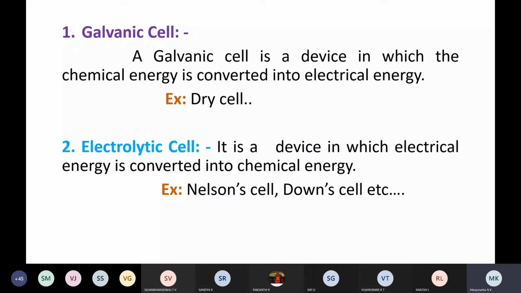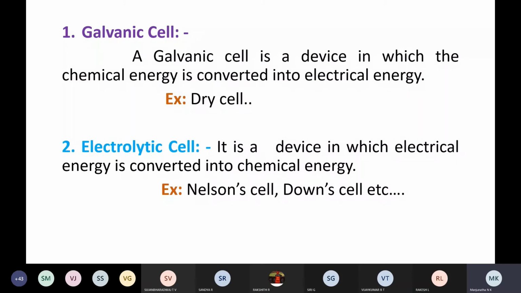Or you can take another example of a galvanic cell, that is the discharging process of a battery. During the discharging process of a battery, what happens? The chemical energy stored inside the battery is converted into electrical energy. So these are some examples of galvanic cells. Devices having the ability to convert only chemical energy into electrical energy are called galvanic cells. For example, dry cell or Daniell cell or the discharging process of a battery.